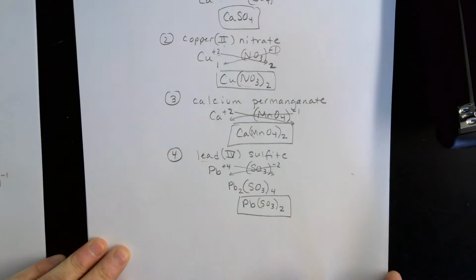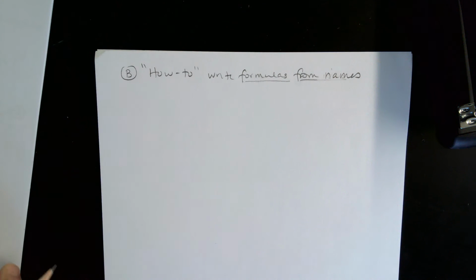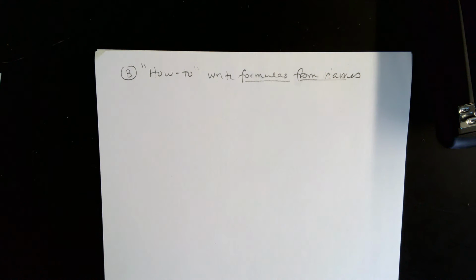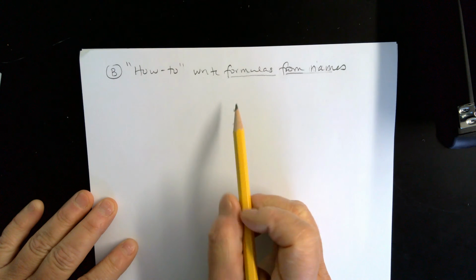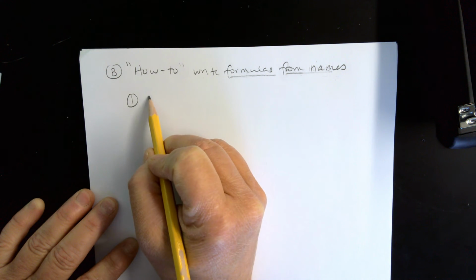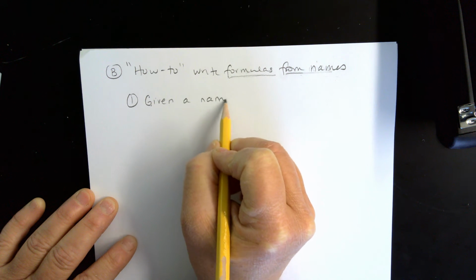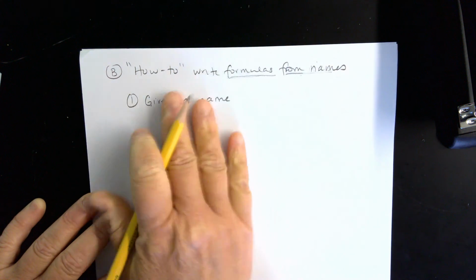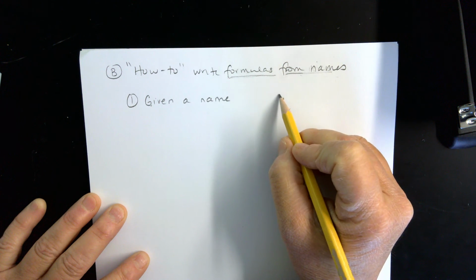All right, so now let's go ahead and write up a how-to set of notes to capture the process in words, so that you can come back to this and understand how you got those formulas. If you were being asked to write a formula from a name, the first thing you need is to be given a name of a compound. We'll give you a set of instructions here, and we'll run through another example over here so you can see how this process works.